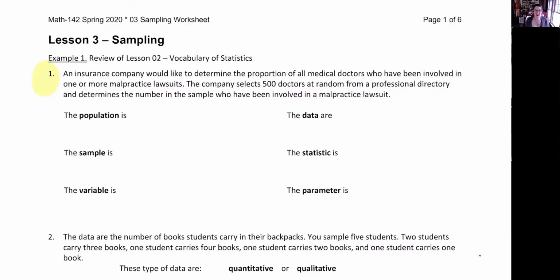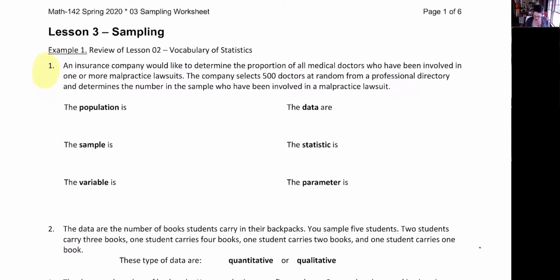So this is the lesson three sampling worksheet. And you see example one is just a review of lesson two. Okay, so I'd like you to take a moment and read through this. And while you're reading, underline the important parts. And if you want to follow along, I'll show you, I'm going to use a highlighter. An insurance company would like to determine the proportion of all medical doctors who have been involved in one or more malpractice lawsuit. That seems important.